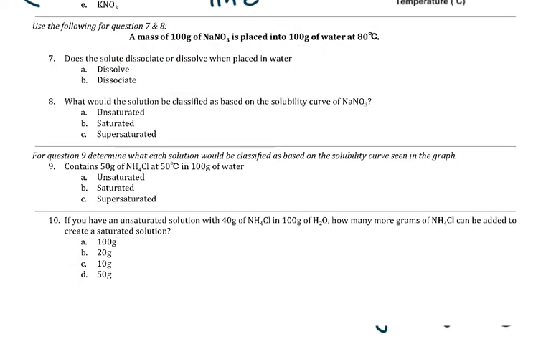So that right there leads me to say that sodium nitrate is ionic and therefore will dissociate when placed in water. So moving on to number 8, you are going to have to use the solubility curve as well as the numbers that you got up here, right? So 100 grams of sodium nitrate at 80 degrees Celsius. So before we can answer this question, you really need to make sure that you understand how to identify unsaturated, saturated, and supersaturated when answering this question.